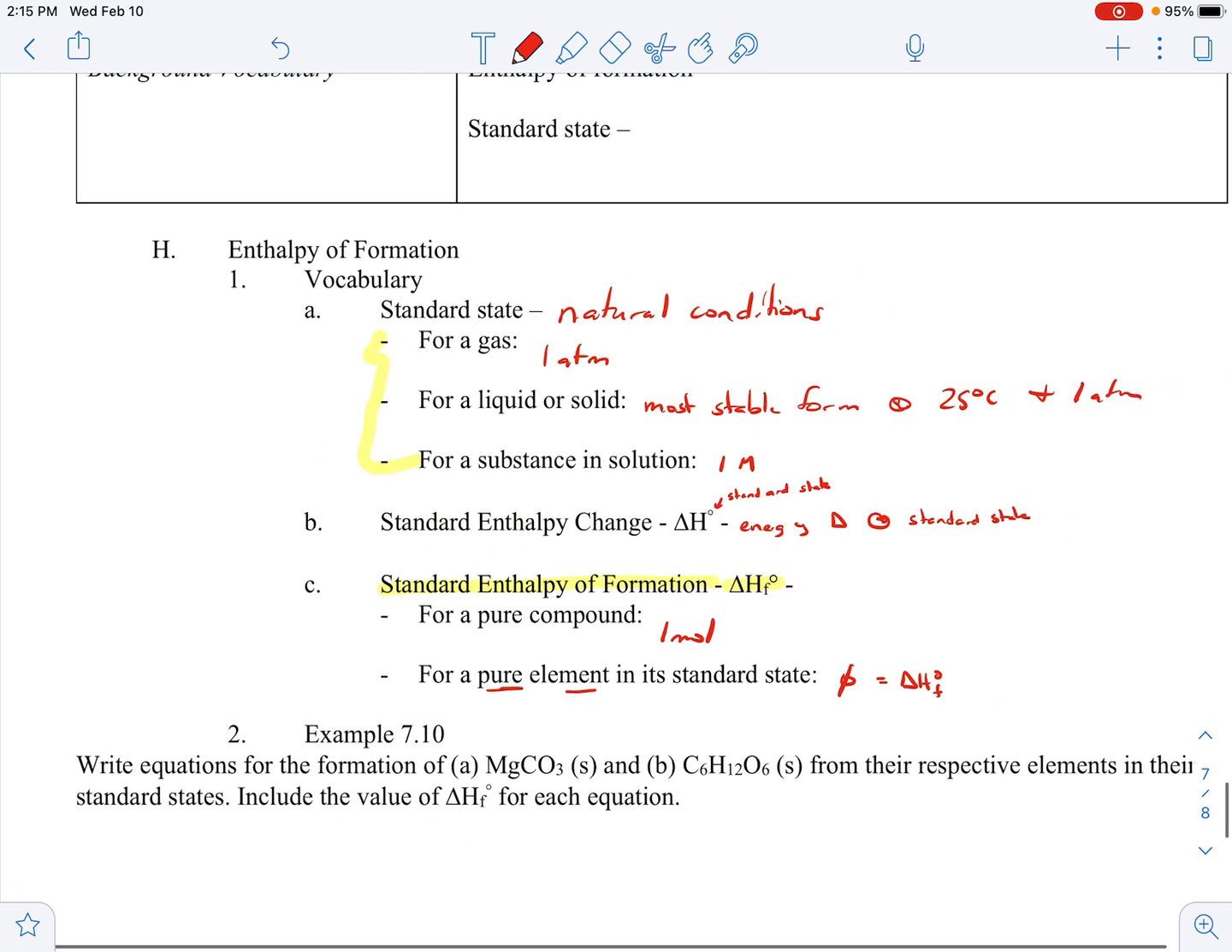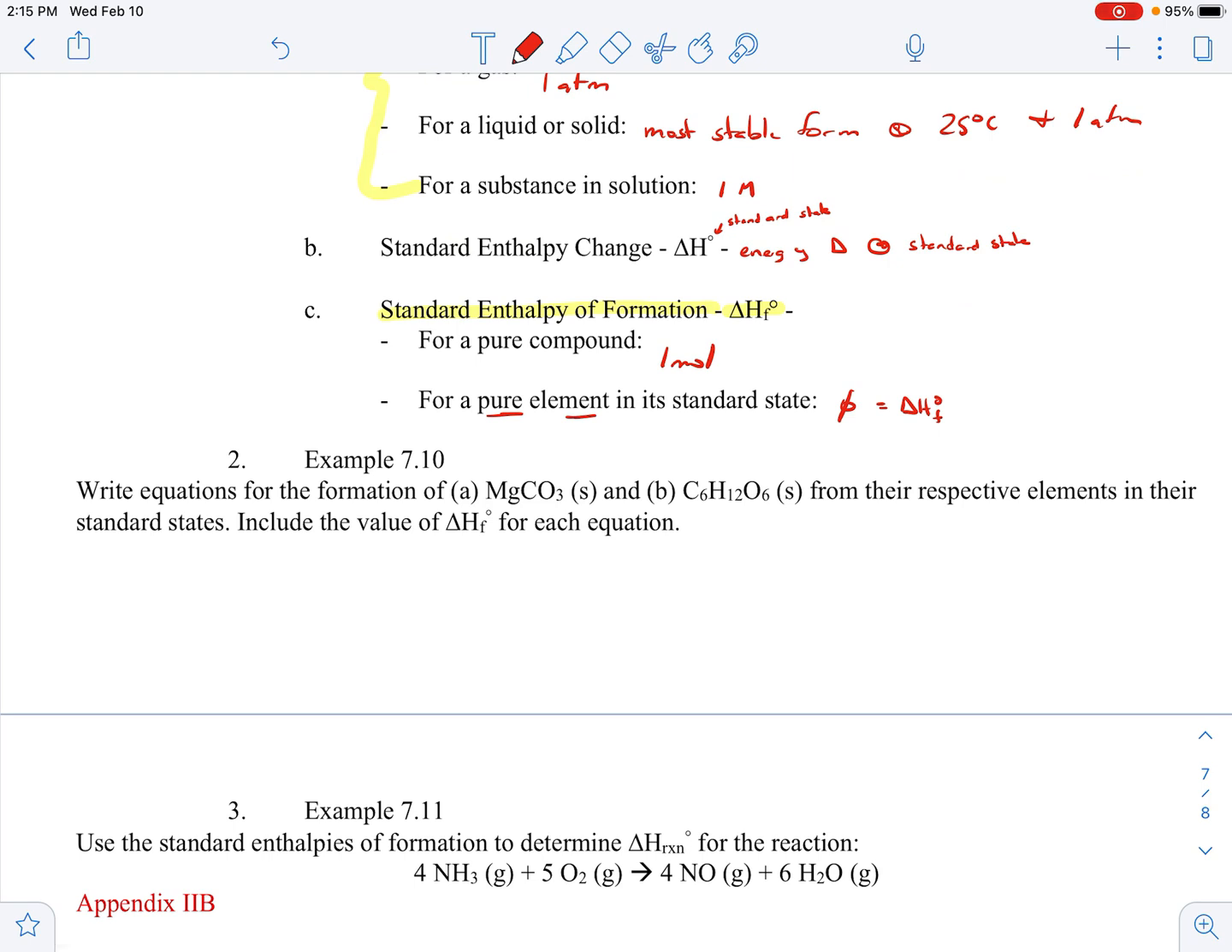We're supposed to write equations for the formation of MgCO3 and C6H12O6 from their respective elements in their standard states. Then we're going to figure out what delta H not f is going to be, and we can find that in Appendix 1B here. We'll go there in just a little bit, for that problem below.